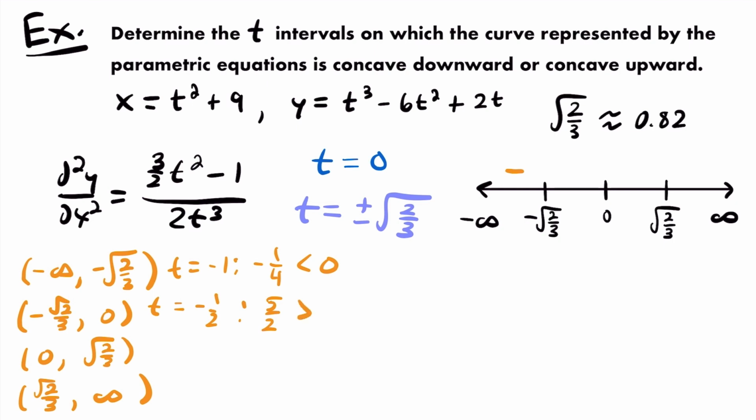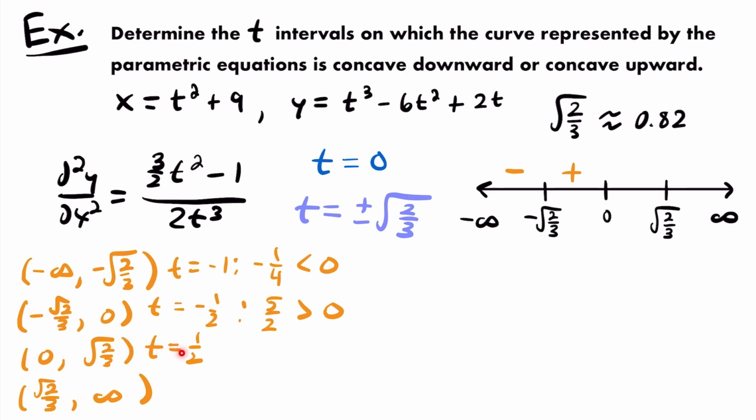And so since that is positive, it's greater than 0, that means that our curve is concave up on this interval. So I'll label that on our number line with a plus sign. We're concave up. Now let's look at our next interval. We have 0 to the square root of 2 divided by 3. The square root of 2 divided by 3 is positive 0.82. So in this case, I'm going to choose t equals positive 1 half. That is going to be in between those 2 endpoints.